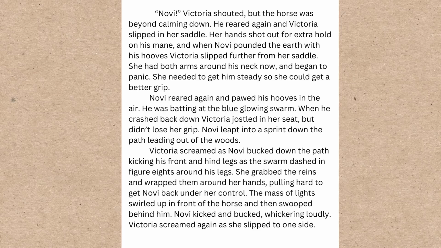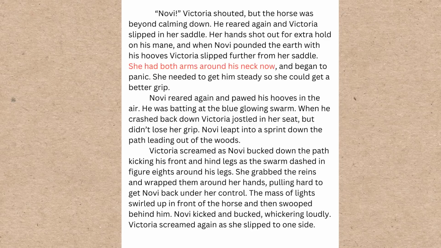Novi, Victoria shouted, but the horse was beyond calming down. He reared again and Victoria slipped in her saddle. Her hands shot out for extra hold on his mane, and when Novi pounded the earth with his hooves, Victoria slipped farther from her saddle. She had both arms around his neck now and began to panic. She needed to get him steady so she could get a better grip.